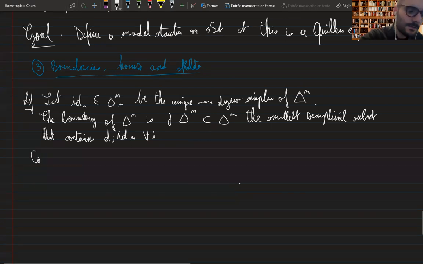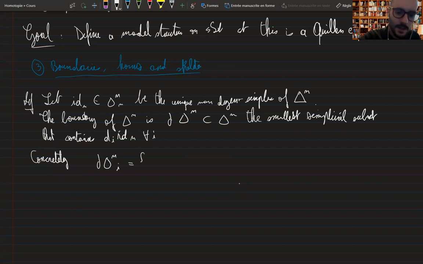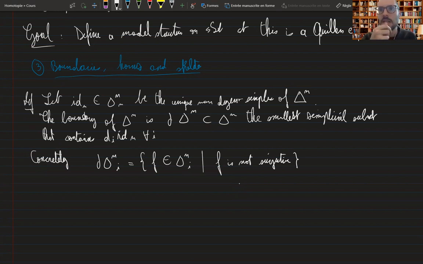So concretely, there is an actual concrete definition of this thing here. It is the set of f in delta n_i such that f is not surjective. So it misses at least one element. Up to dimension n minus one, there can be non-degenerate simplices. But starting at dimension n, because it's not surjective, its image is of cardinality at most n minus one, and therefore it's not injective either. And therefore it is degenerate. Okay, so this is for n at least zero.